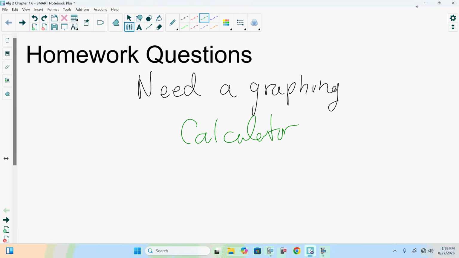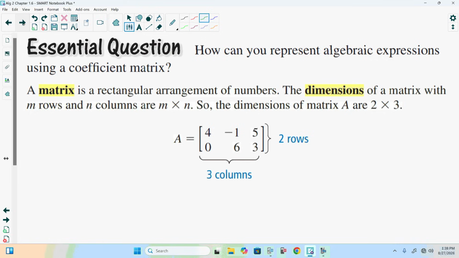Okay, so what we're doing today is talking about matrices, augmented matrices. A matrix is a rectangular arrangement of numbers that are written in rows and columns.